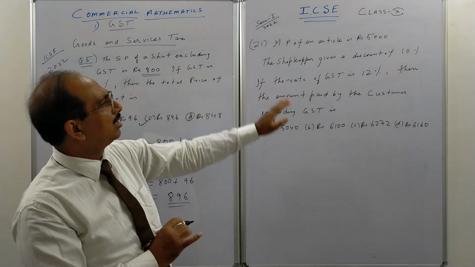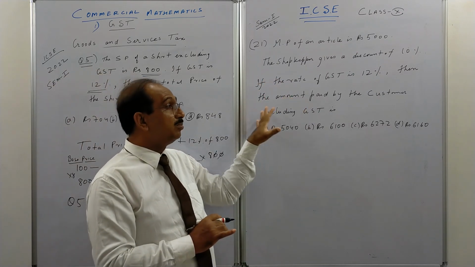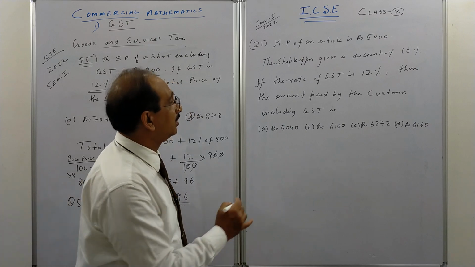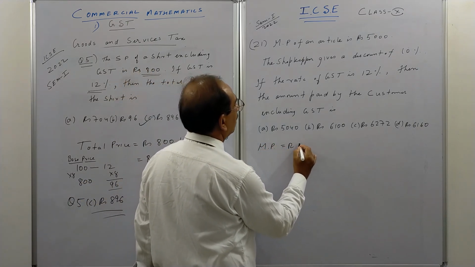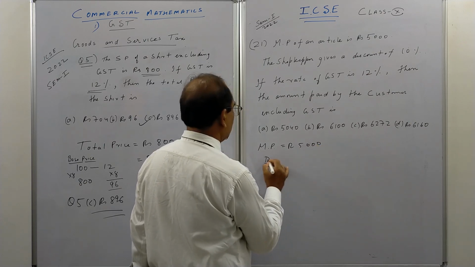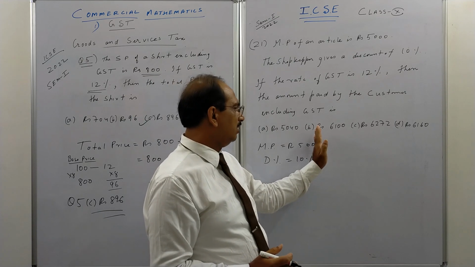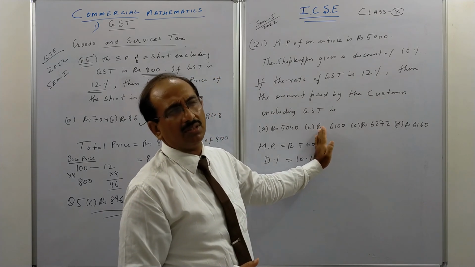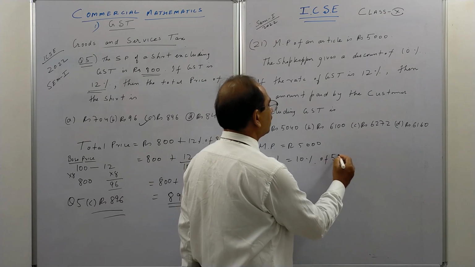The MP of an article is 5,000. Mark price, shopkeeper, so I was telling you in the syllabus it is mentioned, so discount will come first. So mark price is 5,000. Then first comes your discount, 10%. Children, anything we will see, 10% of a thing. Here we will see 10% of 5,000.